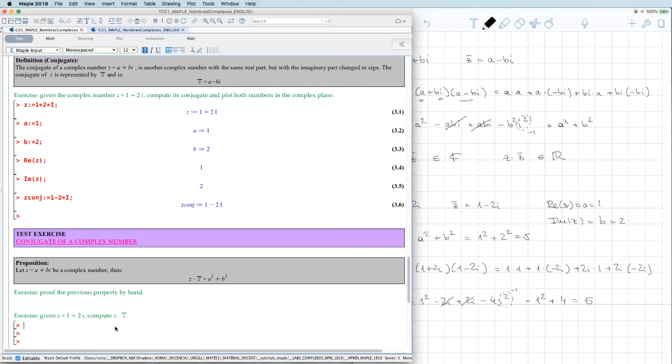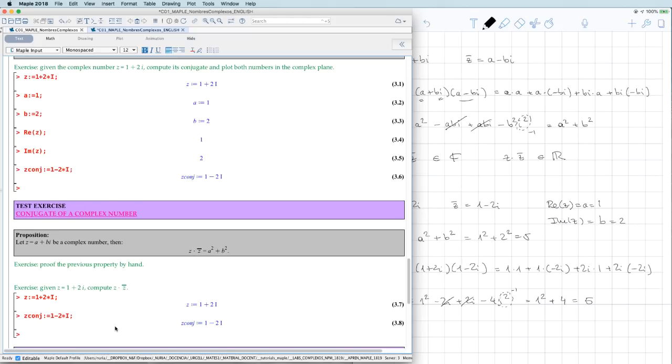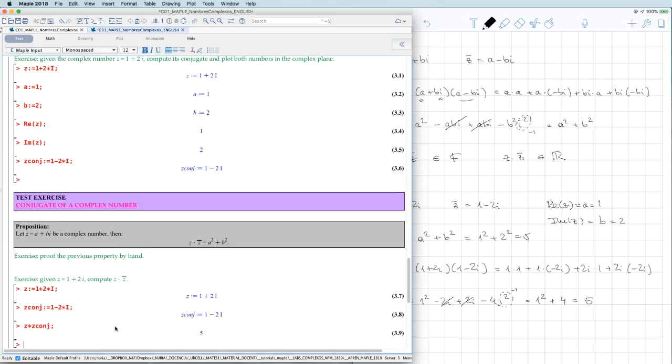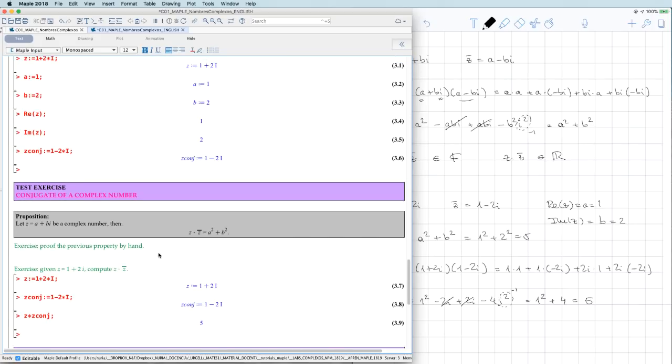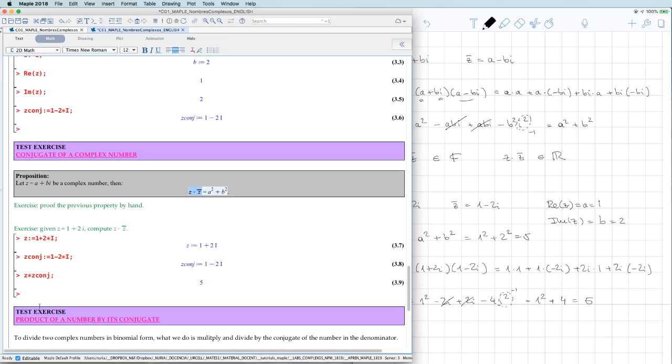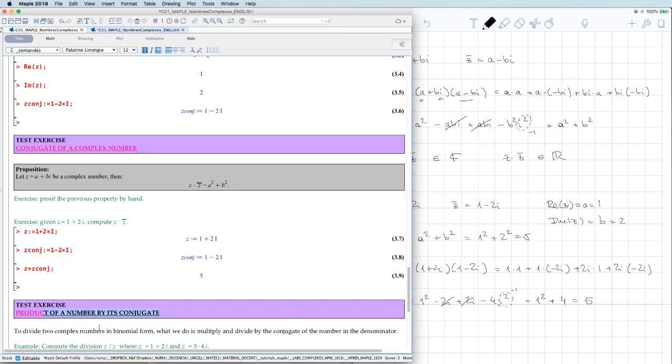If you want to check it with Maple, we define 1 plus 2i, we define its conjugate, and now we proceed to multiply z times z conjugate, and it's 5. Okay. So now that we know what a conjugate of a complex number is, and that if we multiply a complex number by its conjugate, we get a real number, we can proceed. You can proceed to do this exercise, and then we can proceed to divide two complex numbers.